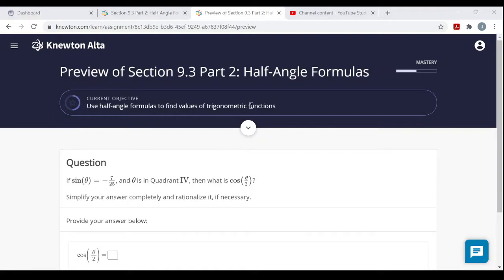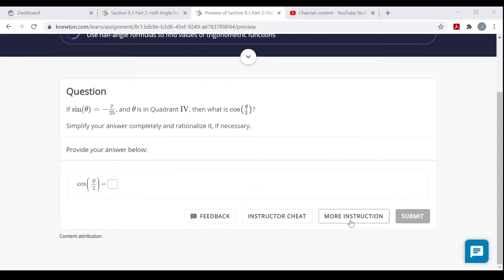Again, if you're unfamiliar with the topic and want to see more about it, please use the more instruction feature. Look at their videos, their notes, their examples, and hopefully those help you out.